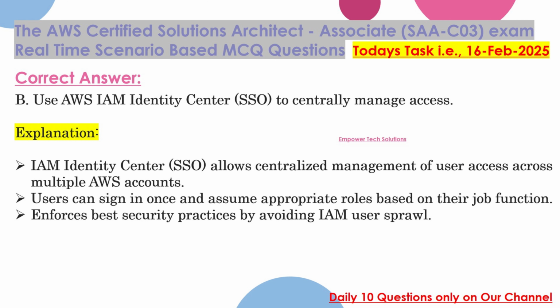Correct answer: B. Use AWS IAM Identity Center, SSO, to centrally manage access. Explanation: IAM Identity Center, SSO, allows centralized management of user access across multiple AWS accounts. Users can sign in once and assume appropriate roles based on their job function. Enforces best security practices by avoiding IAM user sprawl.